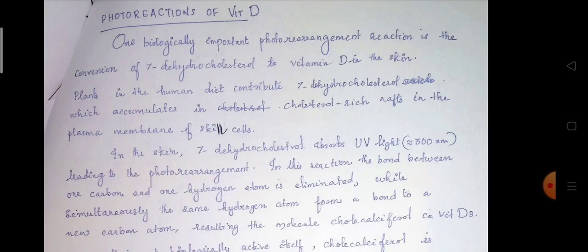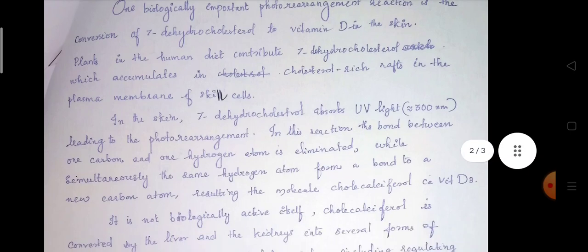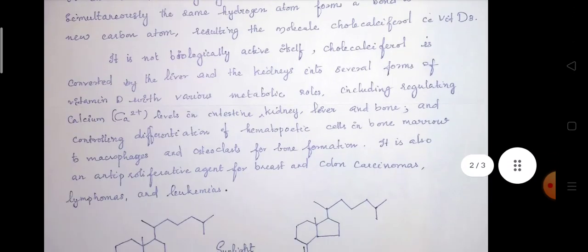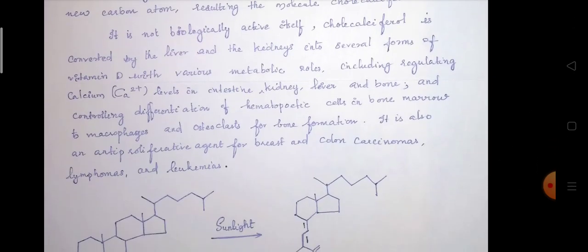leading to photorearrangement reaction. In this reaction, the bond between one carbon and one hydrogen atom is broken, while simultaneously the same hydrogen atom forms a bond to a new carbon atom, resulting in the molecule cholecalciferol, that is vitamin D3. Cholecalciferol, that is vitamin D3, is produced first. Then this vitamin D3 is not biologically active itself.